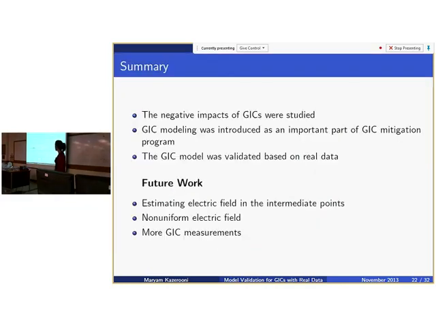To summarize, I presented the negative impacts of GICs on the network, and then I explained GIC modeling as an important part of the GIC mitigation program. Then I evaluated the accuracy of this model based on real data measurements. Thank you.